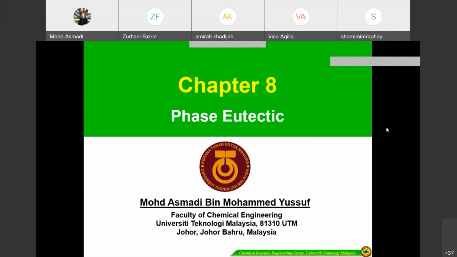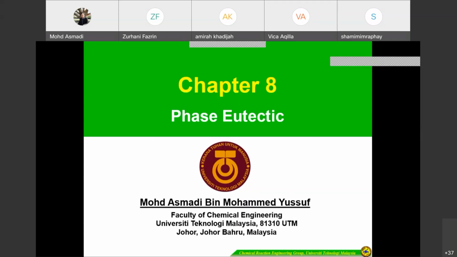Phase eutectic. This one is more to limited solid solubility, based on the Hume-Rothery rules. Based on the Hume-Rothery rules, the solubility is not 100%, not completely soluble. So in a binary alloy system, we can say that components have a limited solid solubility in each phase.